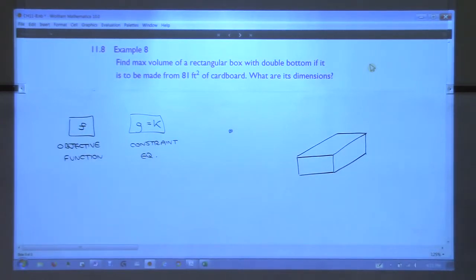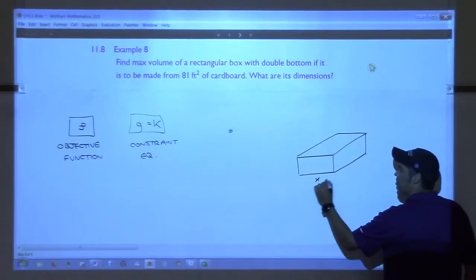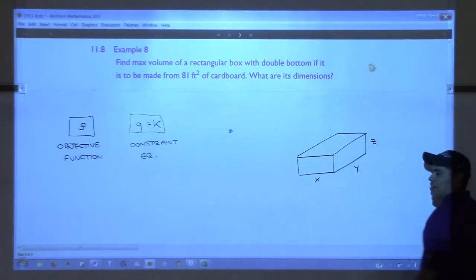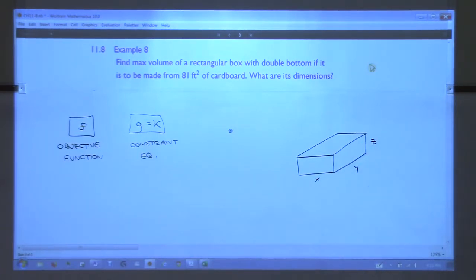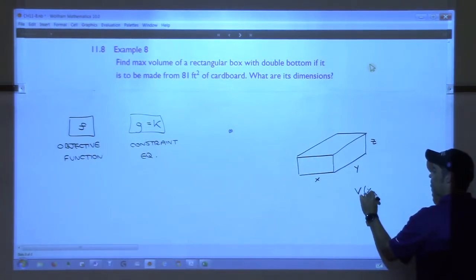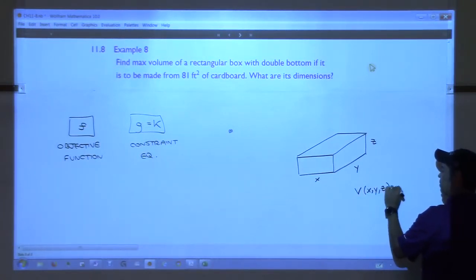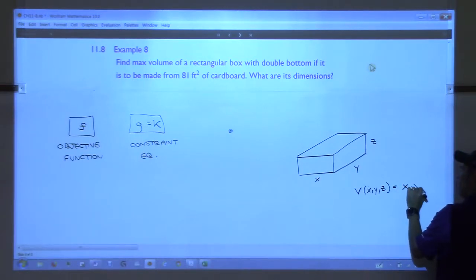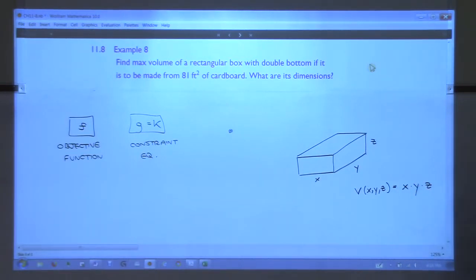All right, so we have a box. And let's throw some arbitrary dimensions on this thing. Let's call this x, let's call that y, let's call that z, right? We want to find the maximum volume, right? So what would the volume of this box be? The volume is a function of three variables. It would be x times y times z, right? So this is our objective function. We want to know the biggest this can ever be.